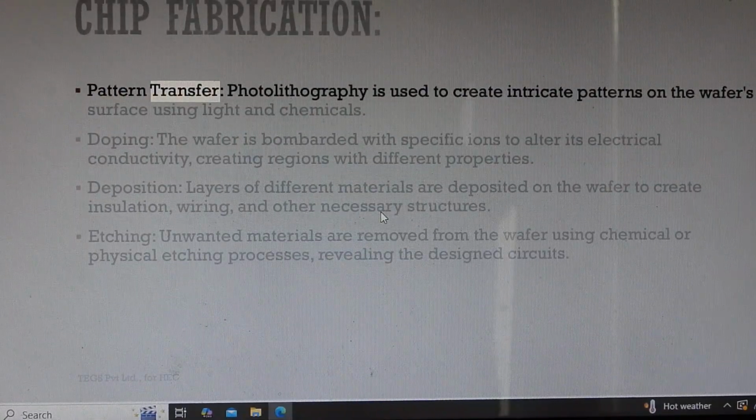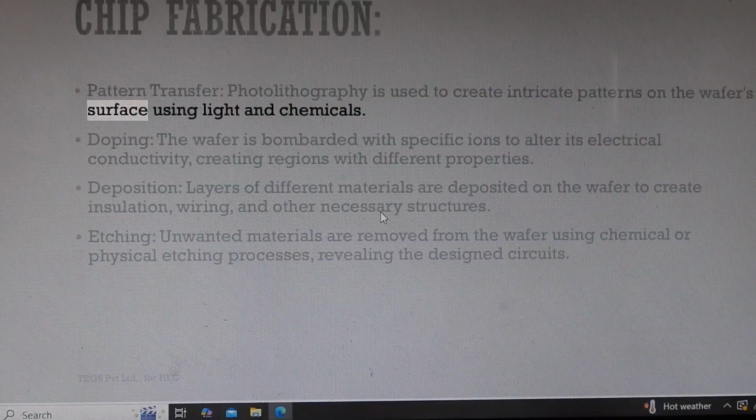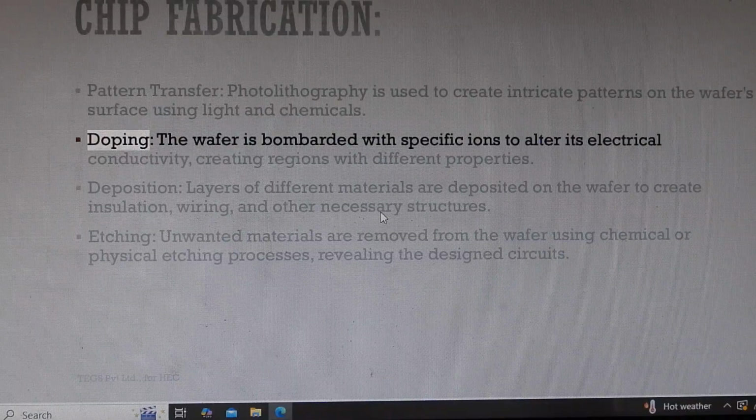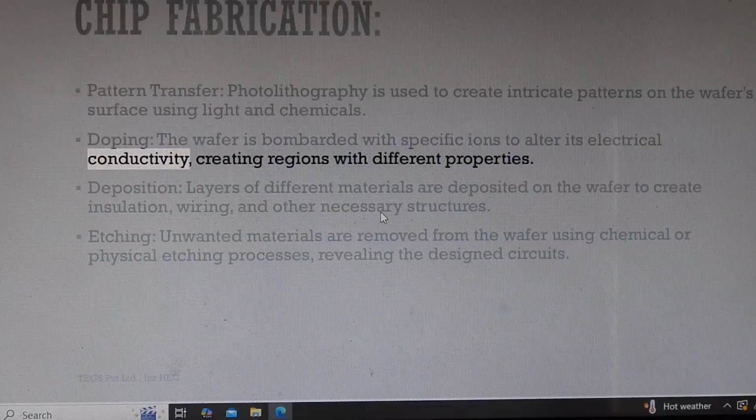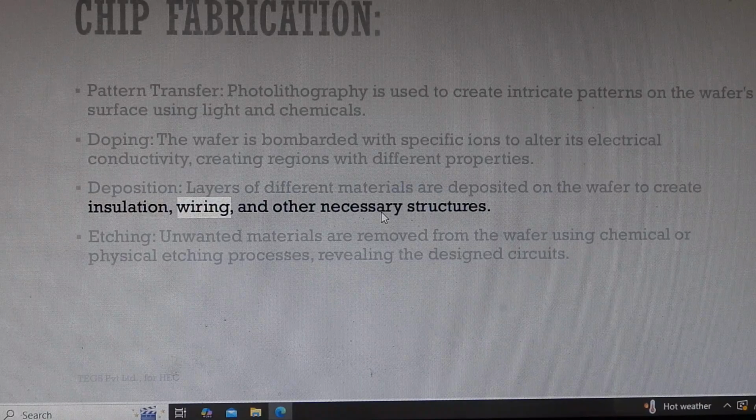Pattern transfer. Photolithography is used to create intricate patterns on the wafer surface using light and chemicals. Doping. The wafer is bombarded with specific ions to alter its electrical conductivity, creating regions with different properties. Deposition. Layers of different materials are deposited on the wafer to create insulation, wiring, and other necessary structures.